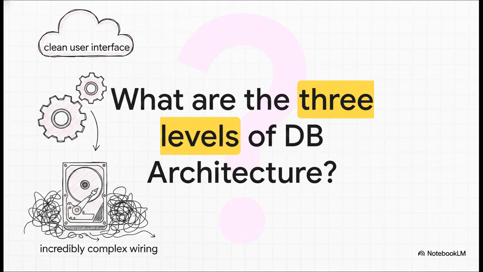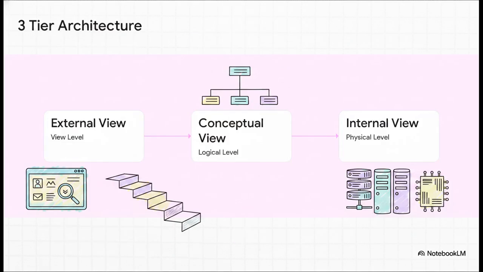I mean, imagine if every single time you open an app, you had to manually tell your hard drive exactly where to spin and which sector to read. It would be absolute chaos. A database solves this by separating that clean user interface from the incredibly complex wiring underneath. We actually achieve that separation using what's called the three-level ANSI SPARC architecture. It's broken down into three specific tiers: the external view, the conceptual view, and the internal view. Just keep this mental model in mind as we step down these stairs one by one.